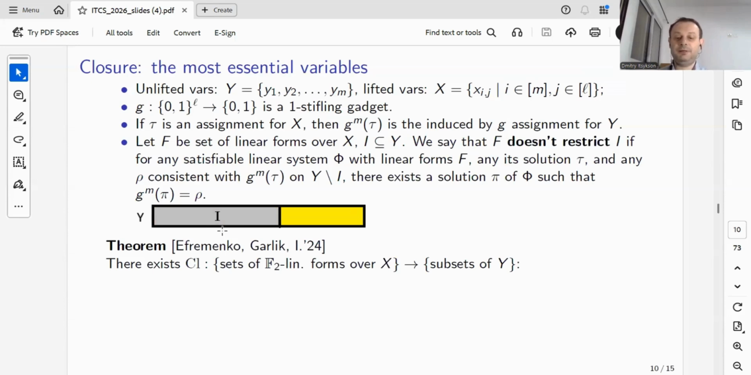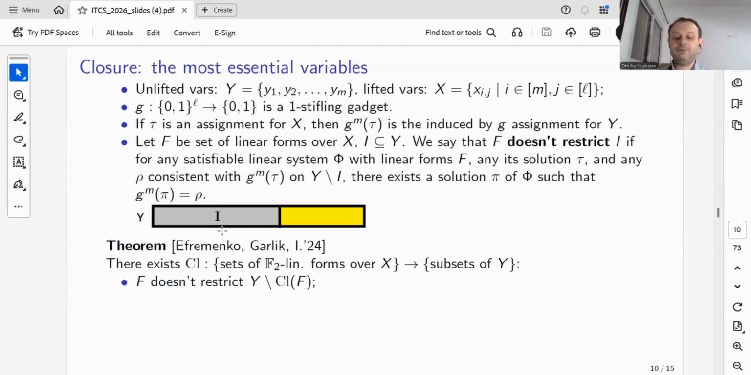The paper by Garlik, Fleming, and myself proved the following theorem, which states that there exists a mapping from the set of linear forms over lifted variables to the set of unlifted variables. This mapping is called the closure, and its informal meaning is that the closure indicates the most essential unlifted variables for a given set of linear forms. It has the following properties.